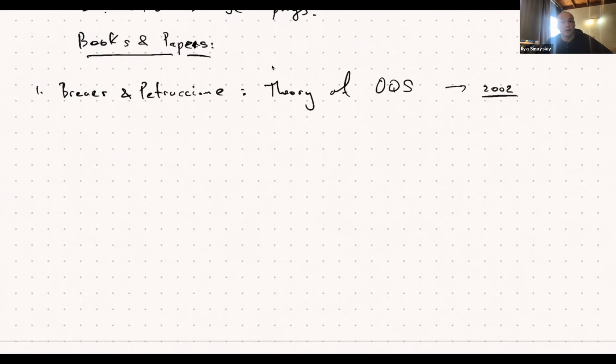Okay, I see that there is a question in the chat: please, the link to the IBM. That's very simple. For the link to the IBM, you just type in Google IBM Quantum Experience, and you get the link.